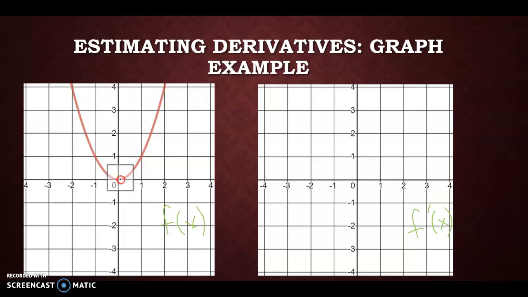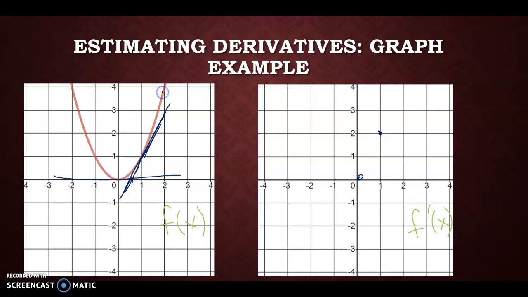I noticed that at the origin, there's a minimum value. And if I imagine sketching a tangent line that touches my graph at 0, 0, that tangent line would have a slope of 0. So that means on f prime, I would have a value of 0 at x equals 0. Okay, now moving along, if I have x equals 1, I'm going to roughly sketch what the tangent line would look like there. And that looks to me like it has a slope of about 2. It's not perfect, but I think at 1, the slope of the tangent line would be about 2.